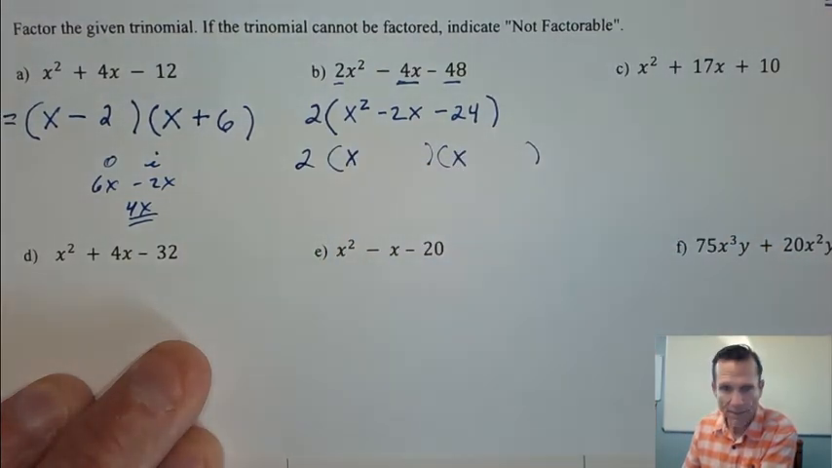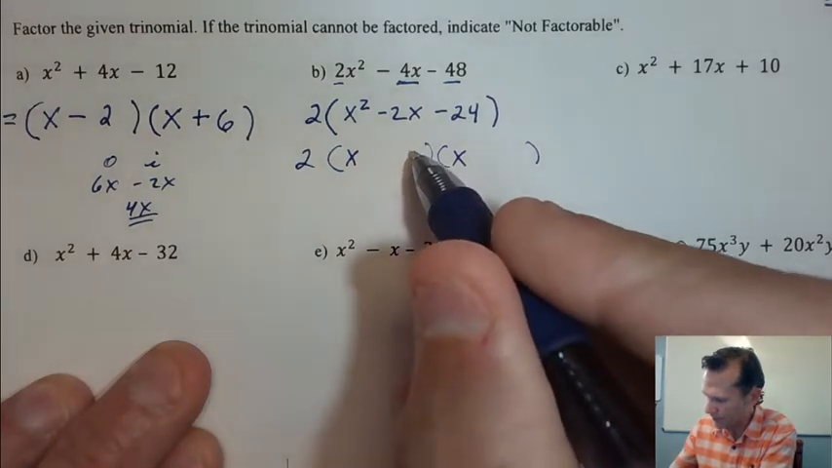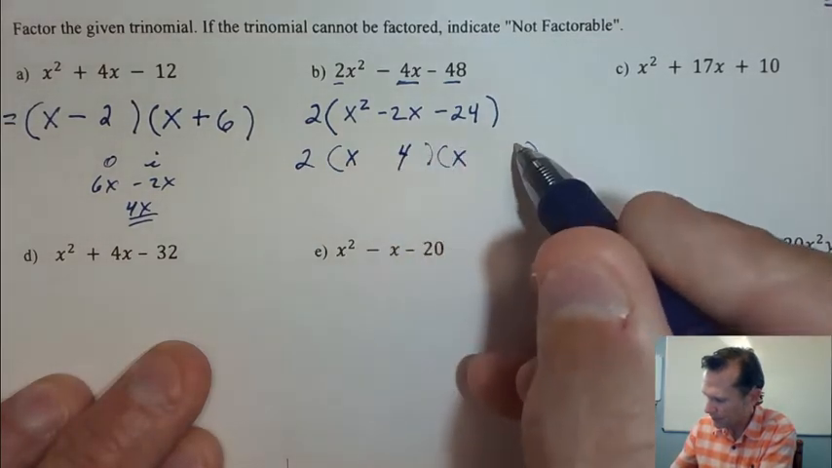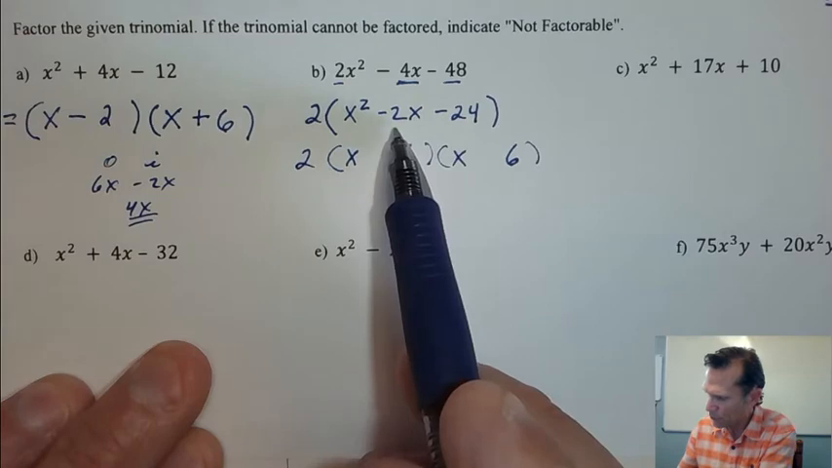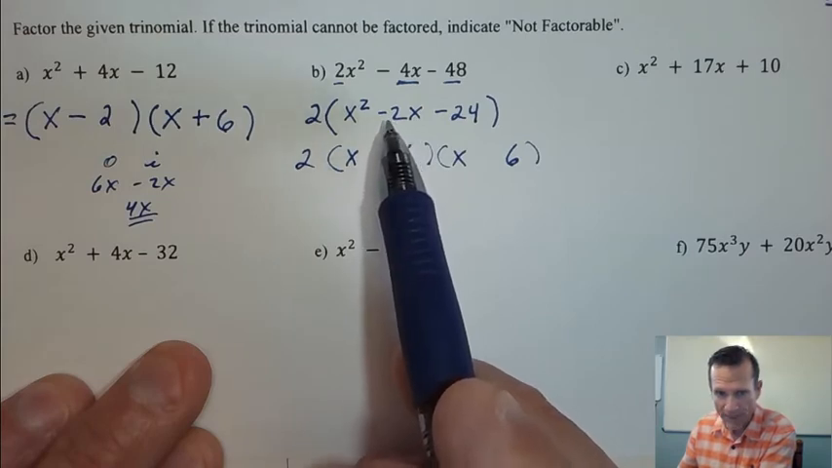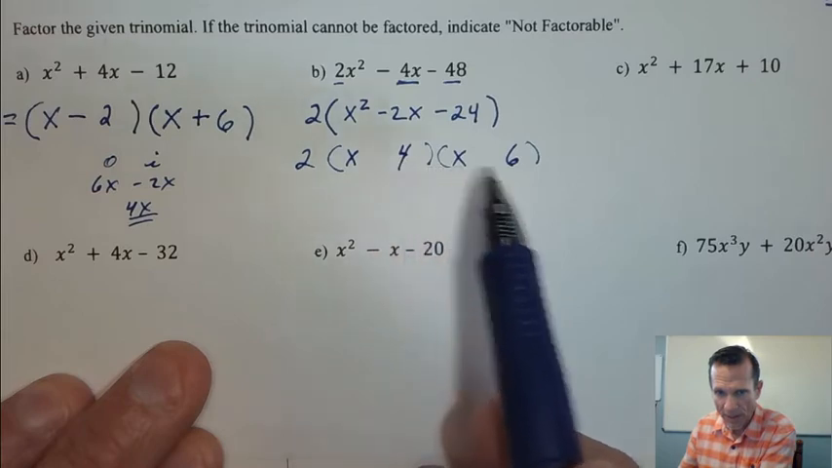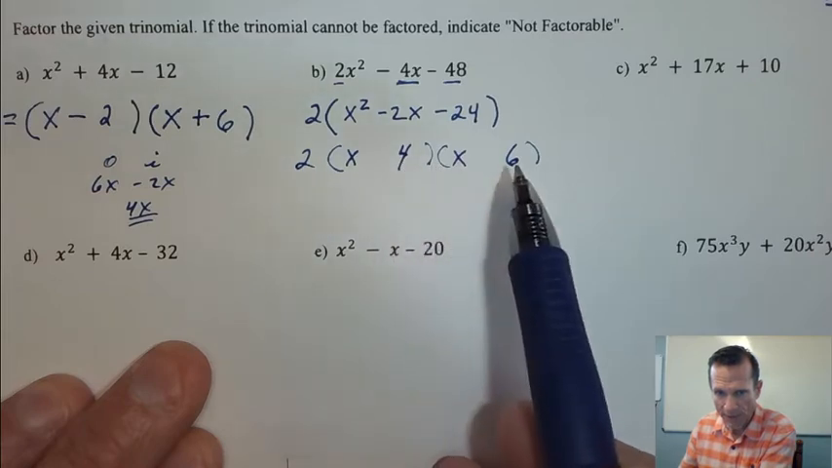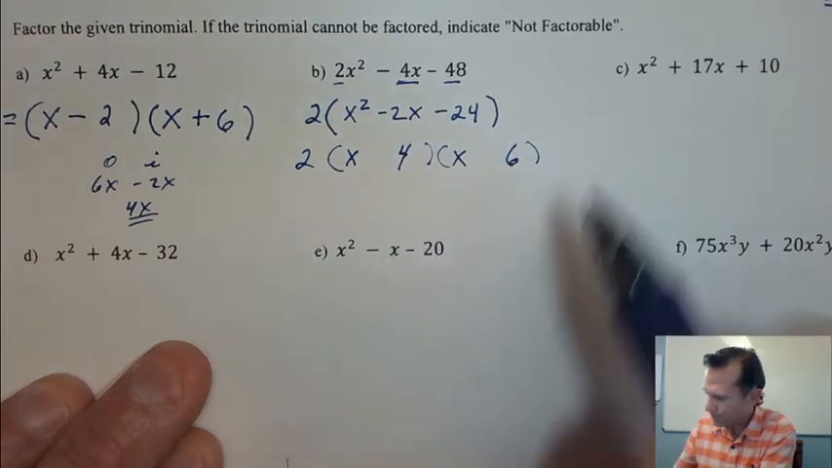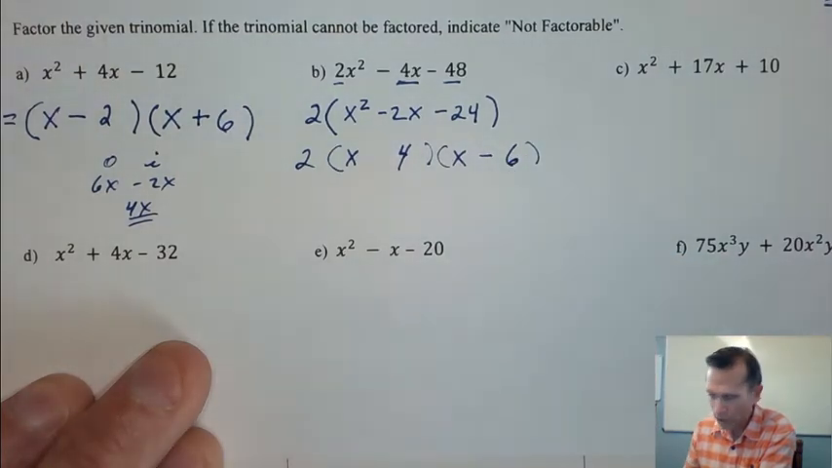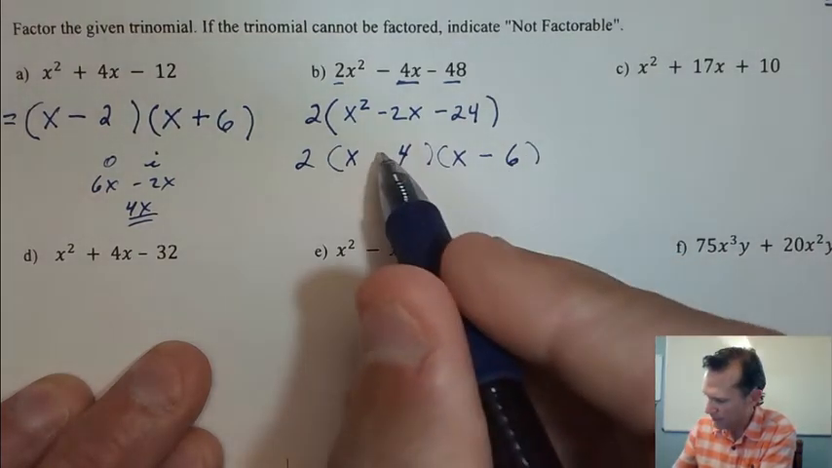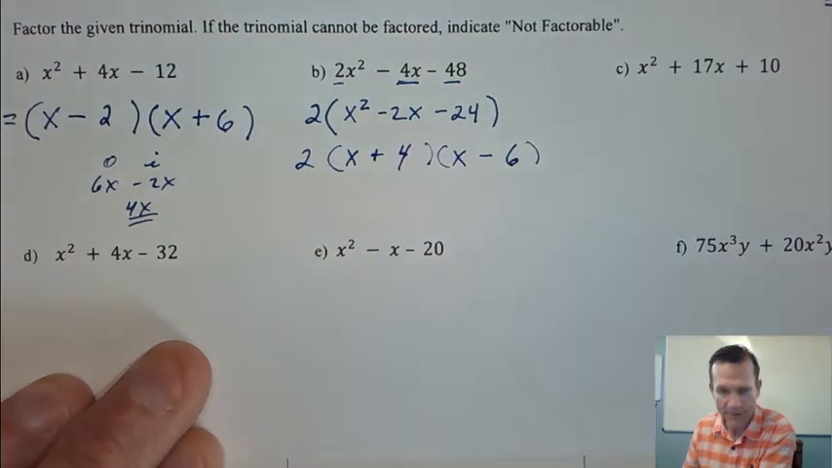And then I'm going to think about 24, and I have 1 and 24, 2 and 12, 3 and 8, 4 and 6. I'm choosing 4 and 6 because I know they're 2 away from each other. Now look at this negative in the middle here. So I want to have more negatives. Well, 6 is larger than 4, so I'm going to put the negative with the 6 and the positive here.